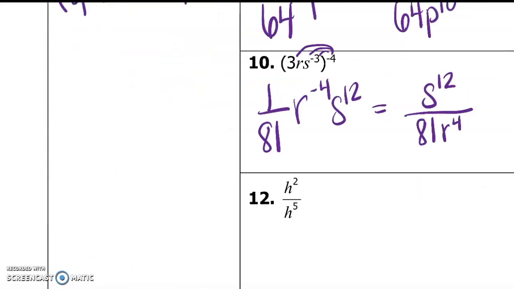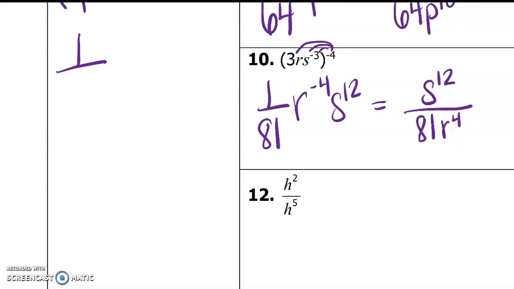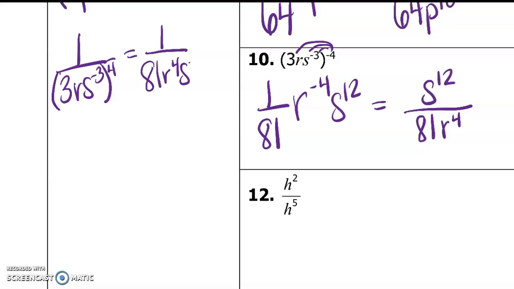If you did the second way, you would have 1 over 3rs to the negative third to the positive fourth. So that negative 3 doesn't change. You're moving that down to the bottom. So then you have 1 over 81r to the fourth, s to the negative 12. That's why your final answer then, the s to the negative 12 would have to go back up to the top. So if you have a negative exponent on the bottom, it needs to move back up to the top to become a positive exponent.